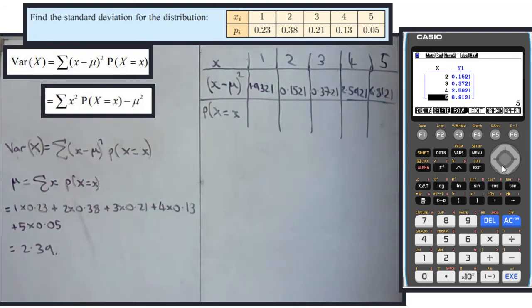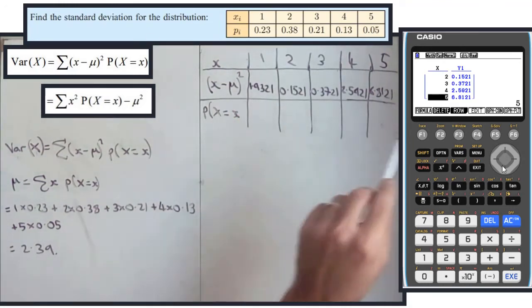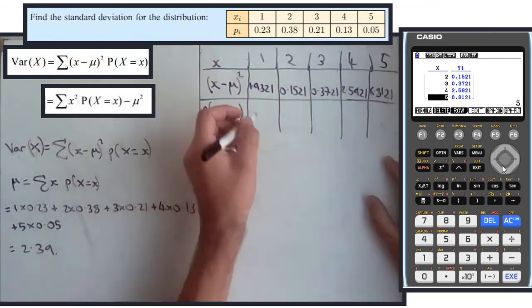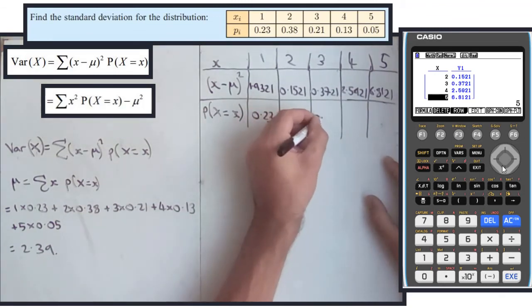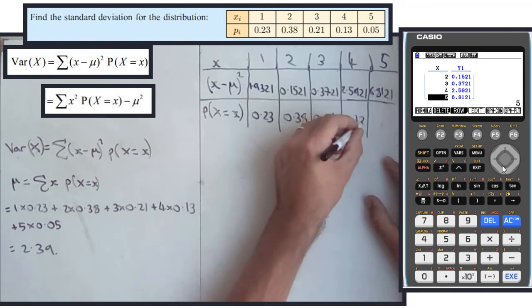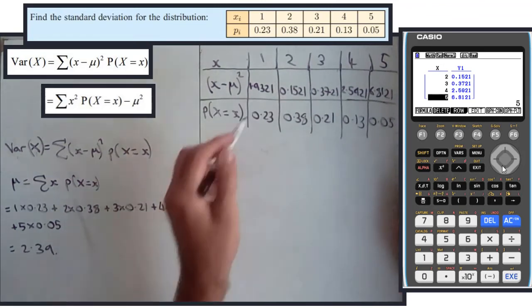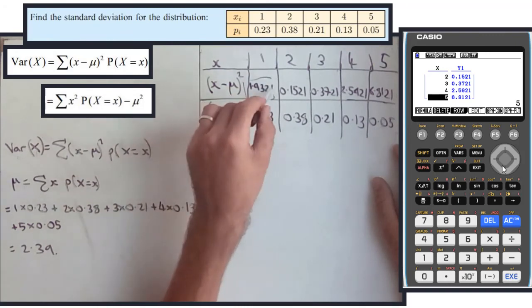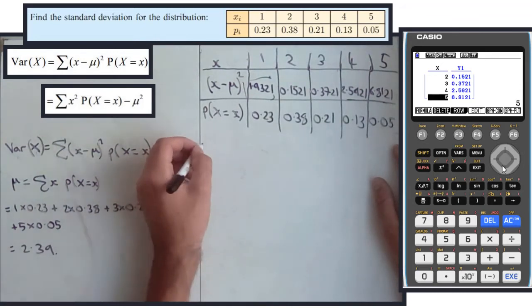If you don't want to do it like this, you could potentially just have one more row, which would be x minus mu. So you could take 2.39 away from all of them, then square them all. The P(X = x) values are just the probabilities that we had from part 1. So it was 0.23, 0.38, 0.21, 0.13, and 0.05. Now, to find the variance, it's the sum of this number times this. So it's going to be 1.9321 times 0.23, and so on. Add them all up, and this is going to give me the variance.